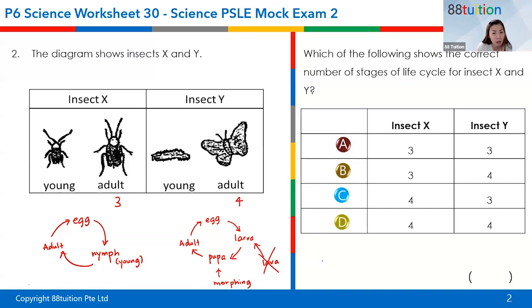Yeah, for chicken, we cannot call it the nymph, right? Yeah, correct. For chicken, we call it the chick. We call it the young only. Yep. So what about if I say papa instead of pupa? Mark correct or wrong? Wrong for sure.